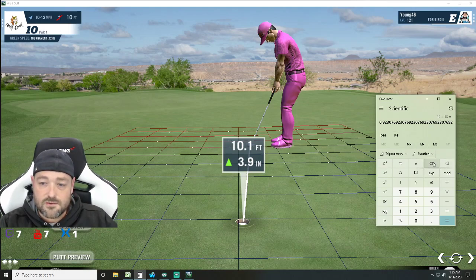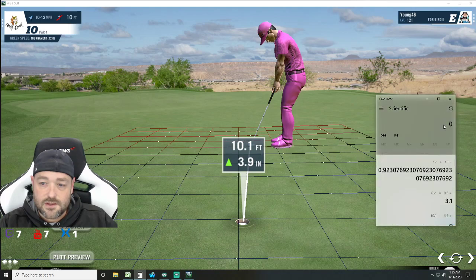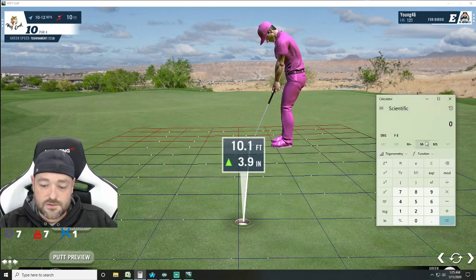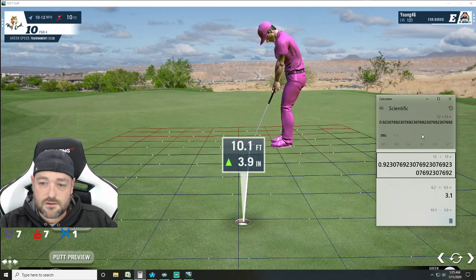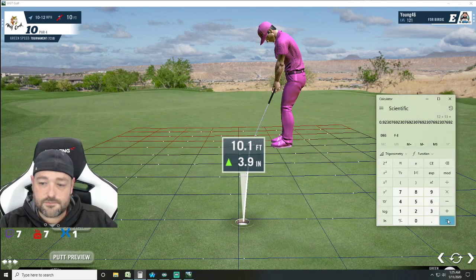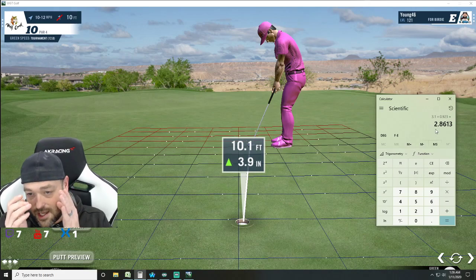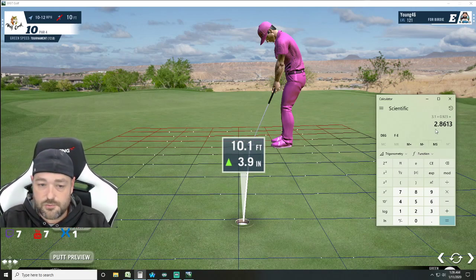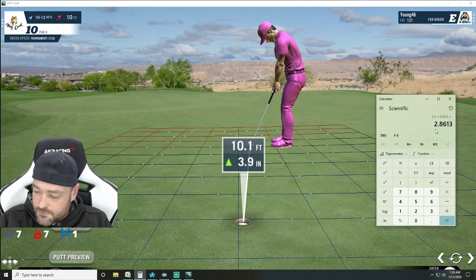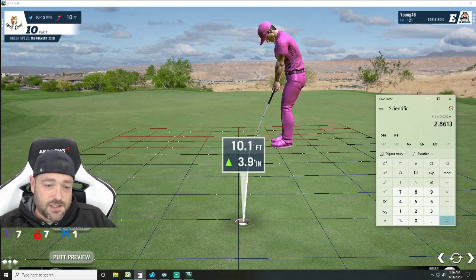We got 0.92. As you can see, we had 3.1. Take that times 0.923. Oh my goodness. All right, let's try that again. 3.1 times 0.923. We get 2.86. That's our actual aiming number. Okay, 2.86.